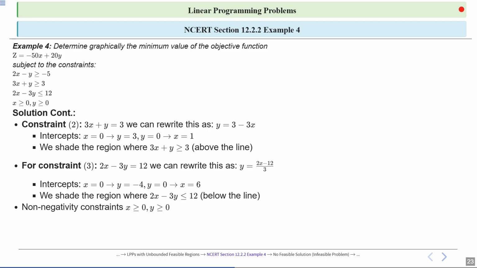Okay, and then the non-negativity constraint, that is x is greater than or equal to 0 and y is greater than or equal to 0. These restrict the region to the first quadrant.